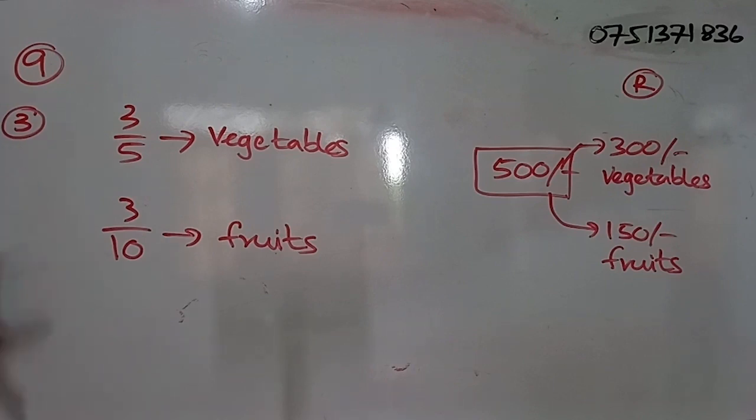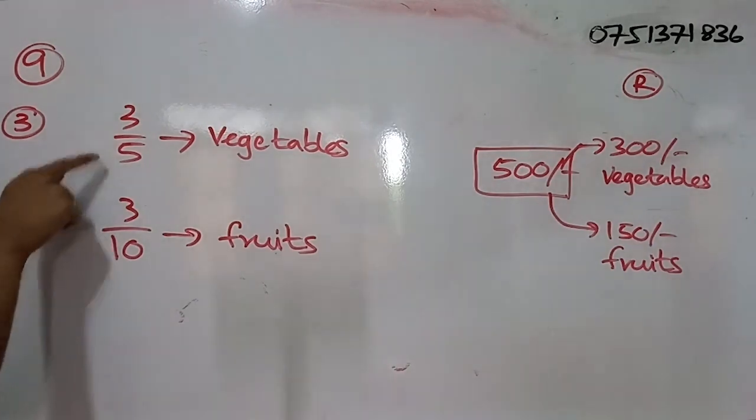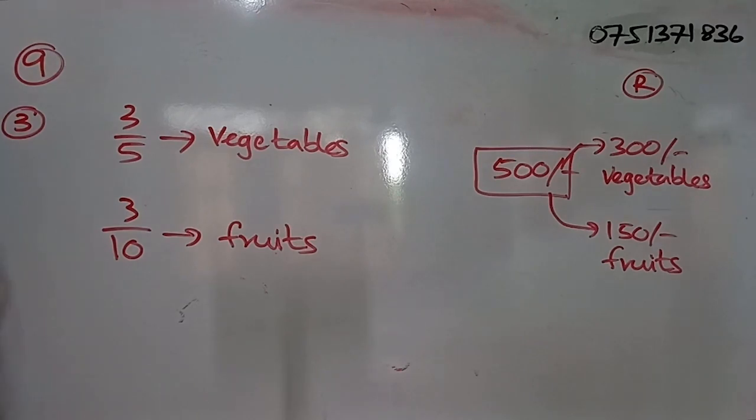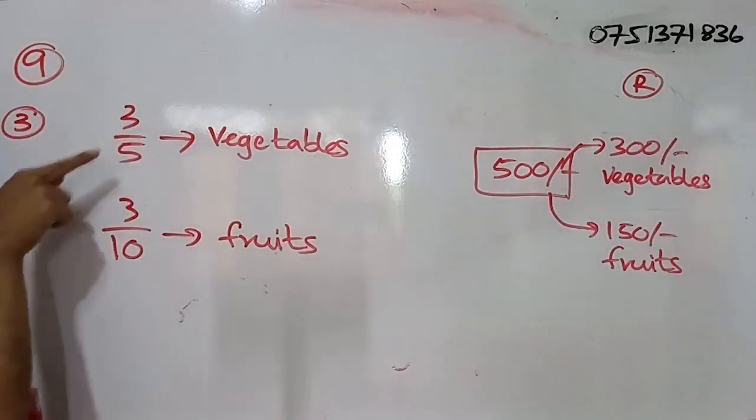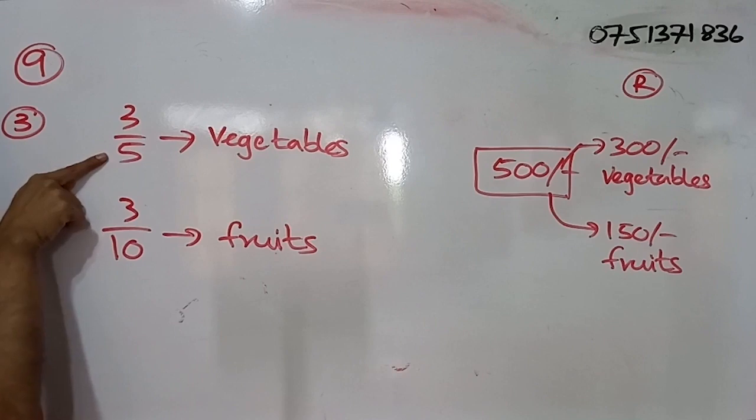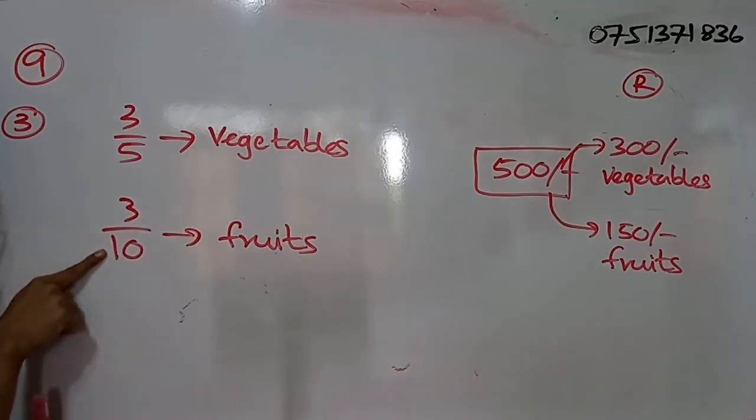Now you can see that when we compare these two fractions, it is somewhat difficult at the beginning. Why? This fraction that has been given to us, the denominator is 5. Here the denominator is 10.